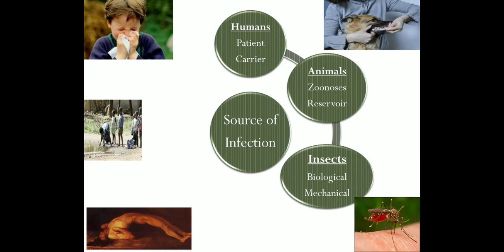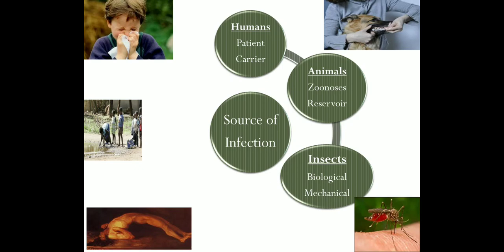Then you have different vectors. Certain insects can be both biological and mechanical vectors in an infectious disease process. When the microorganism is just carried from one place to another by the insect, it is called a mechanical vector. For example, when a housefly carries microorganisms from the sewage and sits on food which is improperly closed, the microorganism gets transferred from the sewage to the food particle, and the housefly is called the mechanical vector, whereas a biological vector is a situation where the microorganism undergoes a part of the life cycle within the insect.